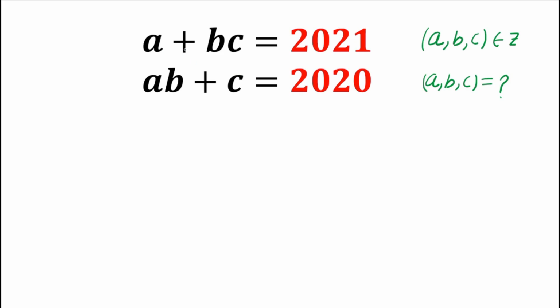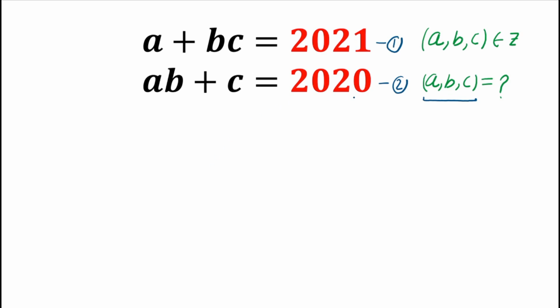We have a plus bc equals 2021, and another equation is ab plus c equals 2020. Here a, b, c all belong to integers. We need to calculate the value of a, b and c. Let us consider this as equation number first and this as equation number second.